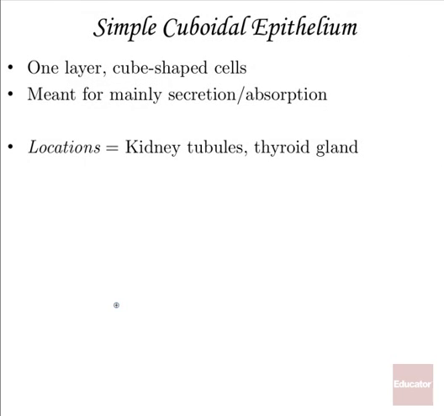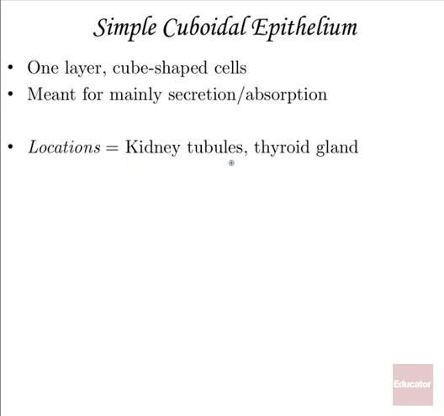Simple cuboidal epithelium, one layer of cube-shaped cells meant mainly for secretion and absorption. Secretion, absorption, and protection, SAP, that's the way I remember it. Those are the 3 major functions of epithelium. Those are the big 3 you're going to see a lot. Secretion, absorption, protection. One or the other, or some combination of the 3.